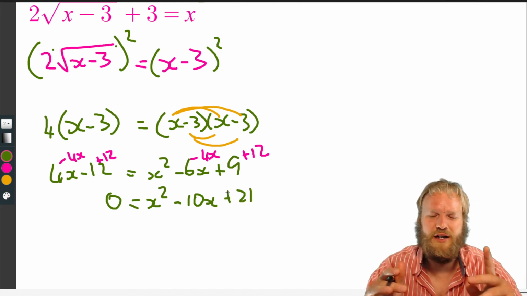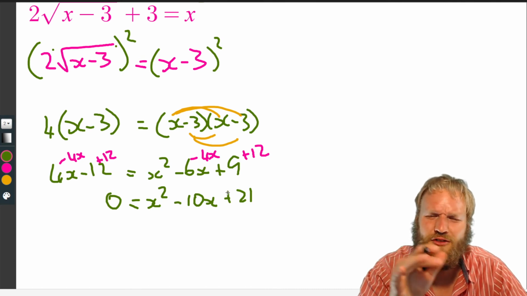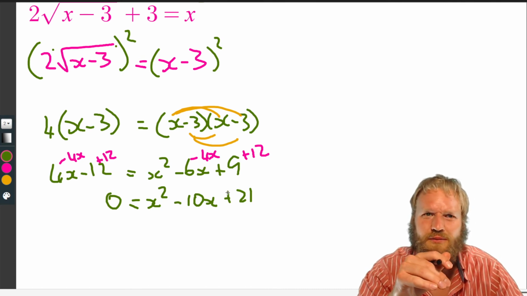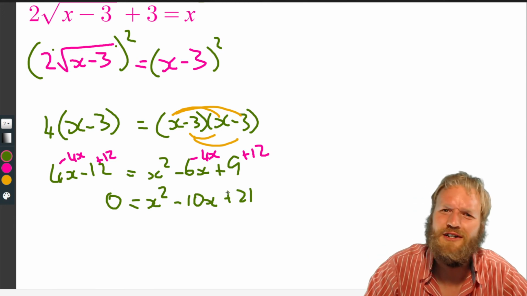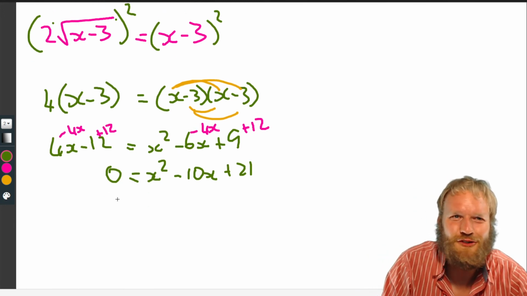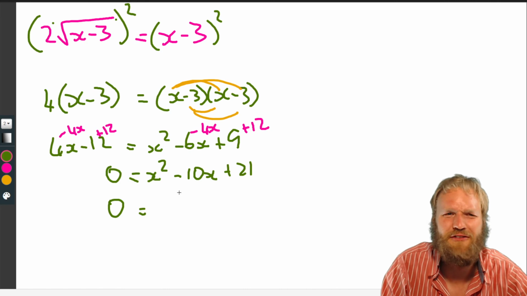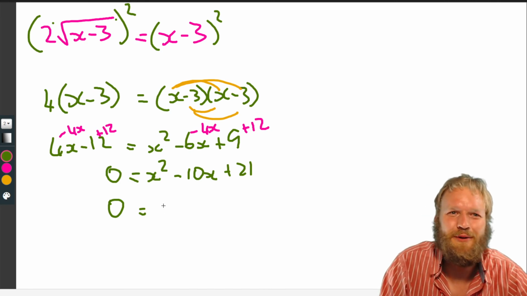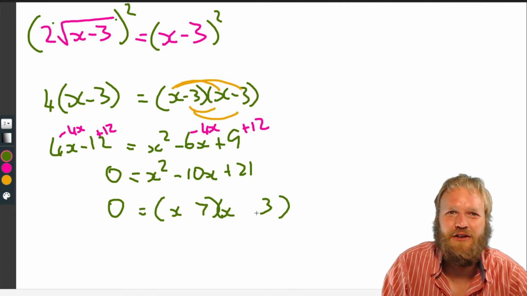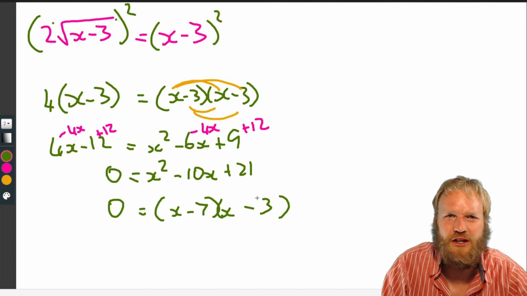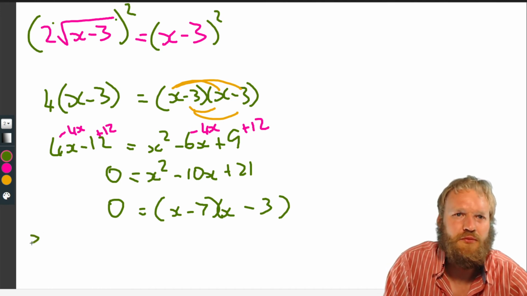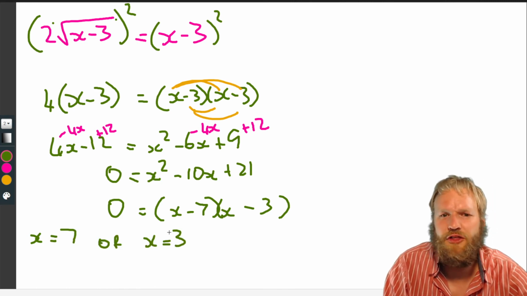21 factors are just coming. It's definitely not 21 and 1. So what are the two factors of 21 that are going to work for our factorization? Just for me, as I wrote 21, I thought 7 and 3 just jumps out at me. But perhaps not you. Or perhaps you. So we got x minus 7 and x minus 3. Let's just check: minus 3x, minus 7x, minus 10x. Yeah, it's working. So x equals 7, or x equals 3.